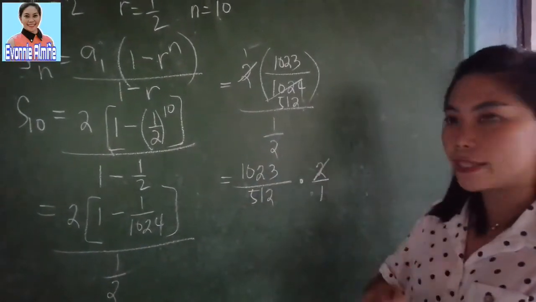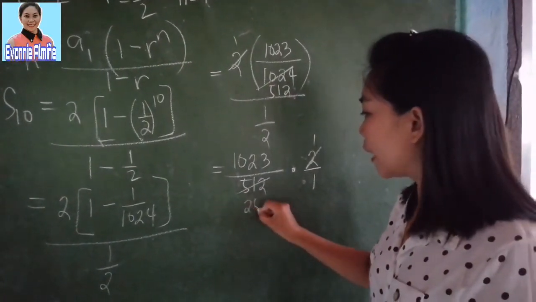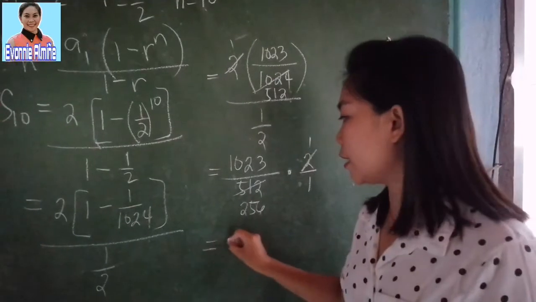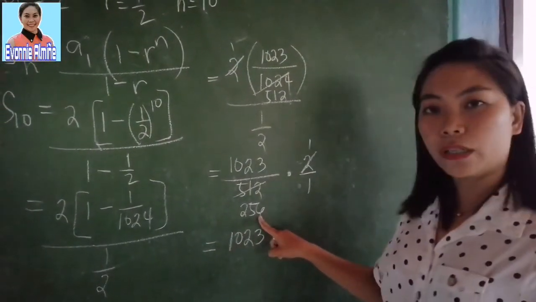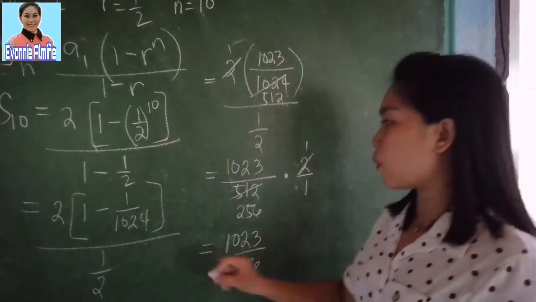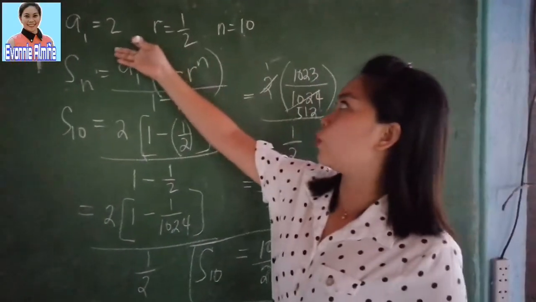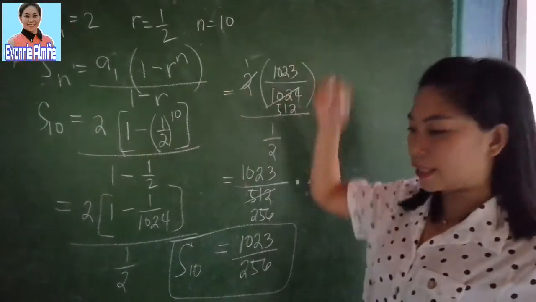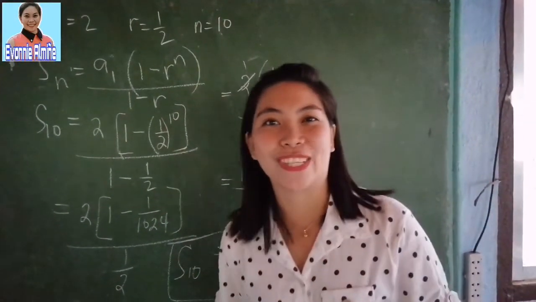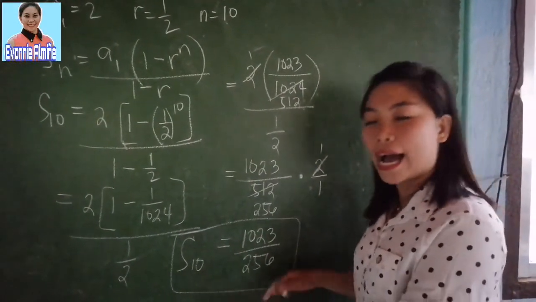So, we can divide it by 2. So, this becomes 1. 512 divided by 2 is 256. Tama? Now, 1,023 multiplied by 1, that is equal to 1,023. 256 multiplied by 1, that is equal to 256. Therefore, the sum of the first 10 terms of our geometric sequence, given the first term 2, the common ratio 1/2, and the number of terms is 10, is equal to 1,023 over 256. At last, narating din natin yung sagot na kailangan nating hanapin.